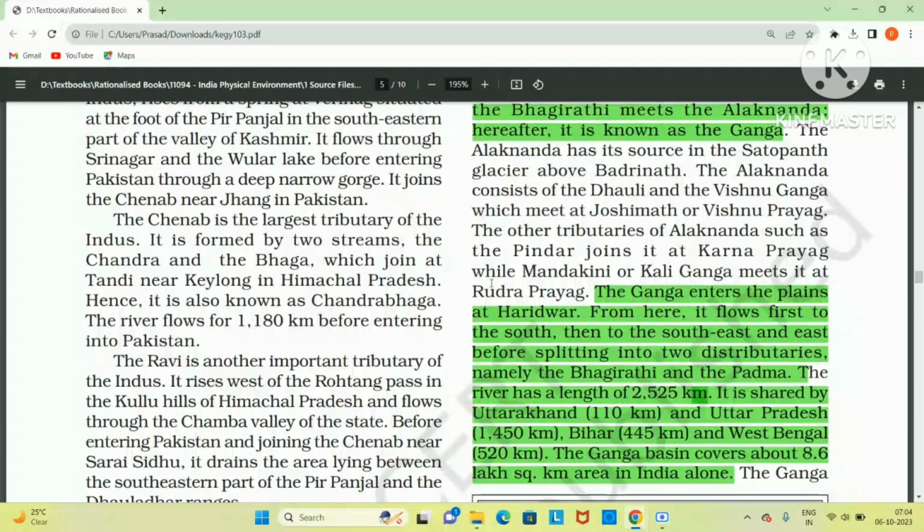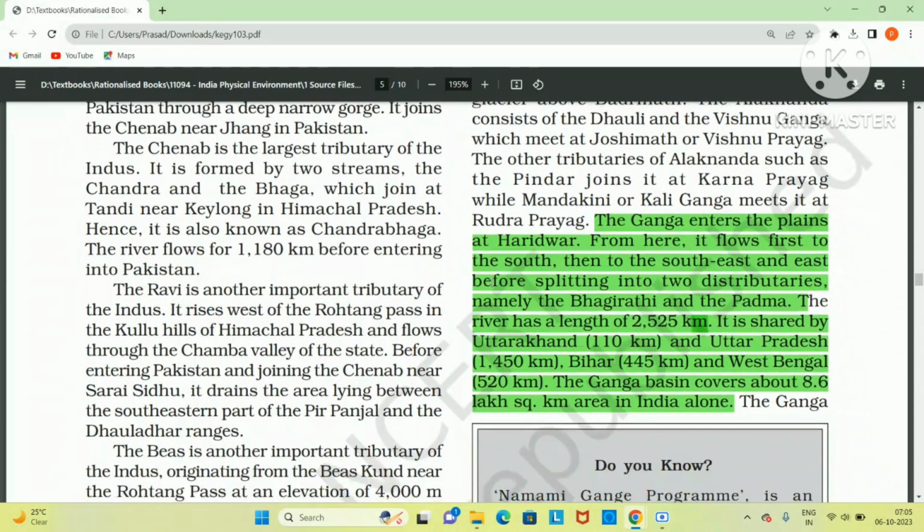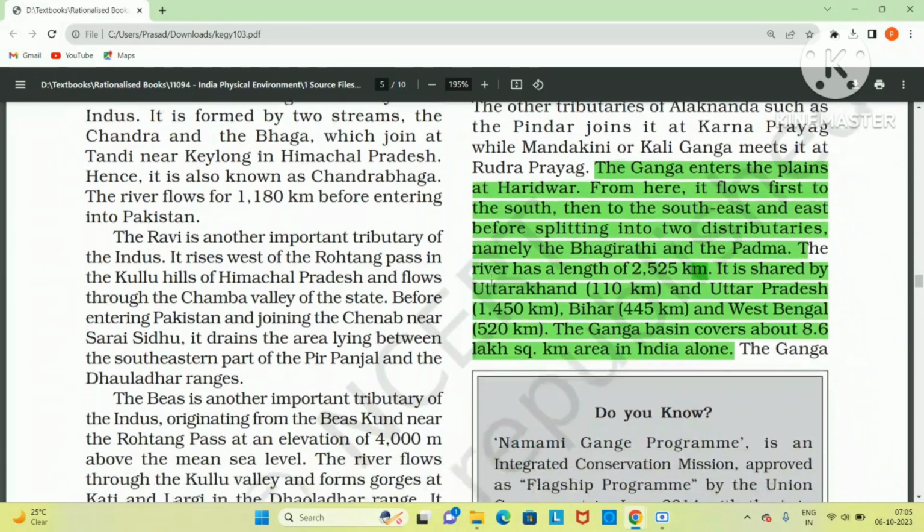From here it flows first to the south, then to the southeast and east before splitting into two distributaries, namely the Bhagirathi and another one, the Padma. The river has a length of 2,525 kilometers. It is shared by Uttarakhand, Uttar Pradesh, Bihar, and West Bengal. The Ganga basin covers about 8.6 lakh square kilometers in India alone.